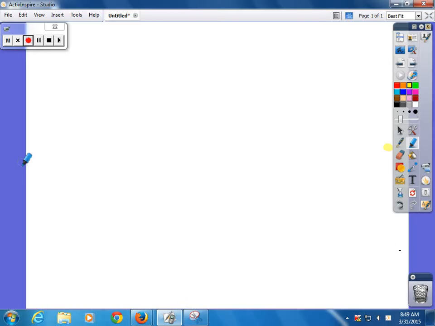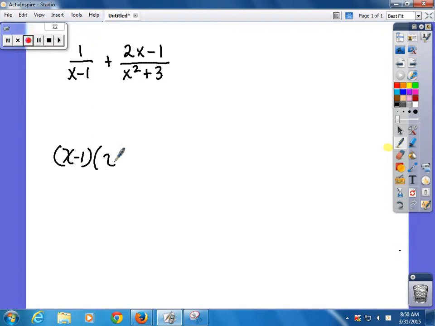What's the problem? 1 over x minus 1 plus 2x minus 1 over x squared plus 3. Is that it? Alright, these two have nothing in common, so you just multiply them together. So the common denominator here is going to be x minus 1 times x squared plus 3. Plus x squared, x minus 1 times x squared plus 3.